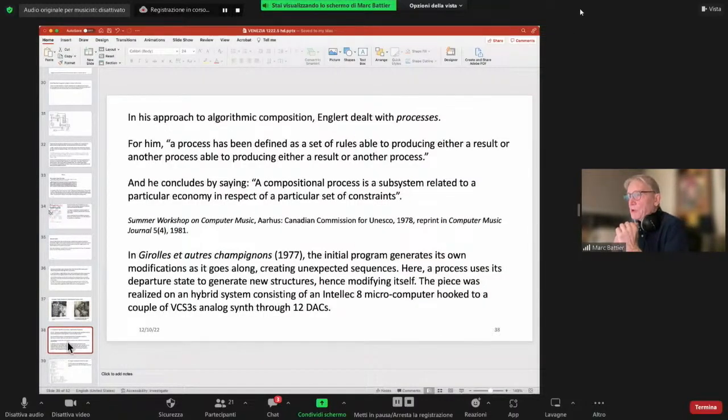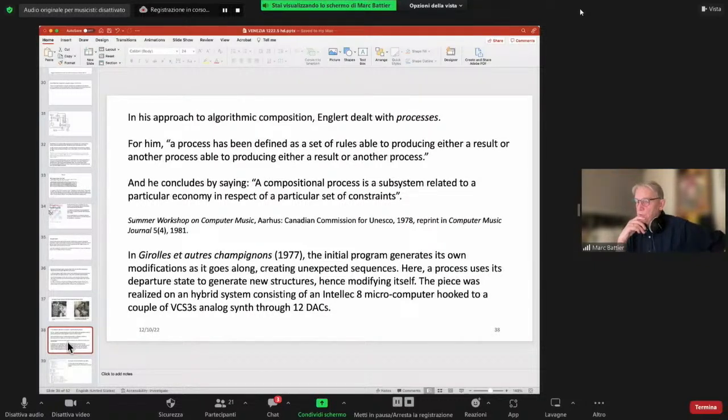In his approach to algorithmic composition, Englert dealt with processes. For him, a process is defined as a set of rules able to produce either a result or another process. And he concludes by saying a compositional process is a subsystem related to a particular economy in respect of a particular set of constraints.